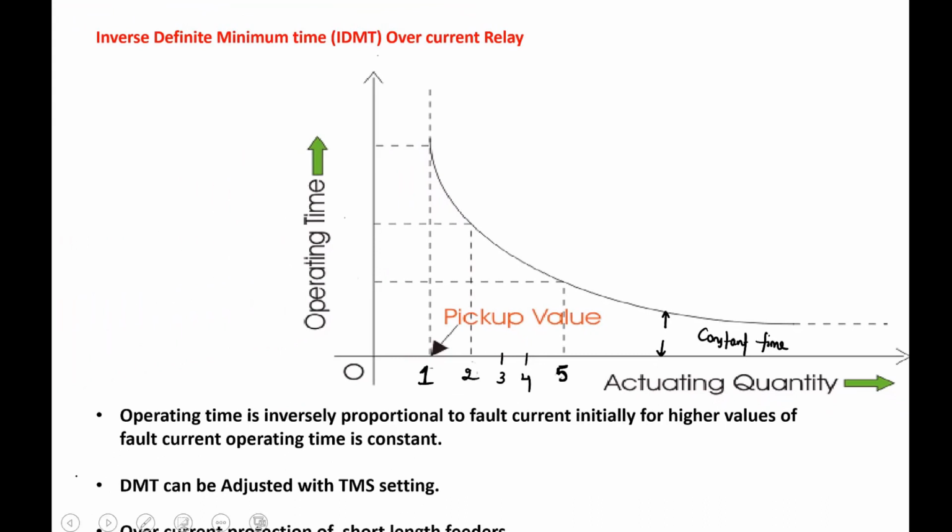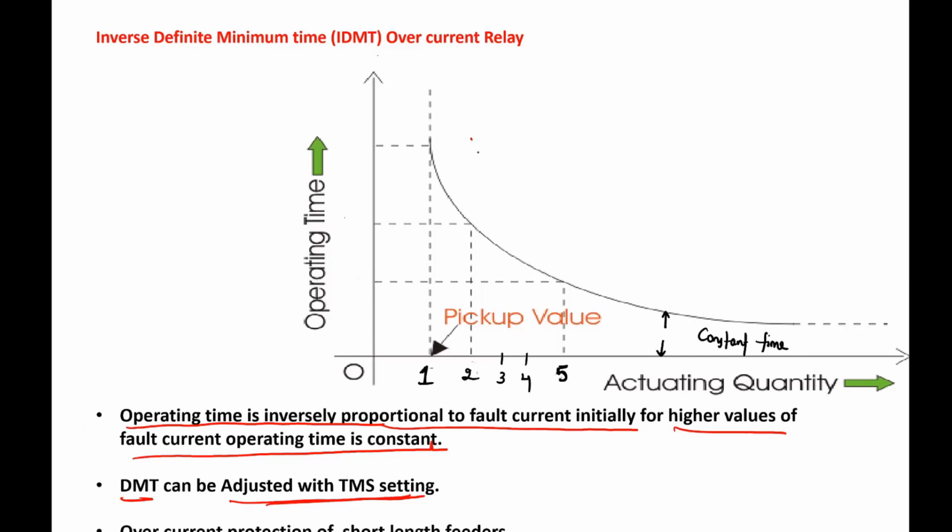Operating time is inversely proportional to fault current initially. But for higher values of fault current, the operating time is constant. Here, this definite minimum time feature can also be adjusted by using TMS setting.